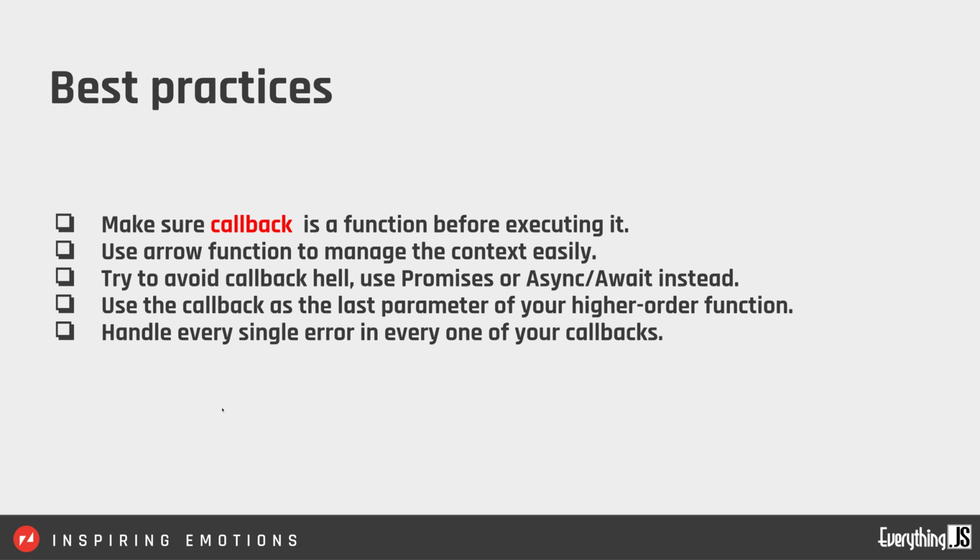And these are the practices we can follow when we implement callbacks. As you saw in the middle of the presentation, we have to check whether the callback is a function before we use it, and we can use arrow functions to control the context, because in your functions session you learned how we can use the same this binding in your inner function without changing the context.